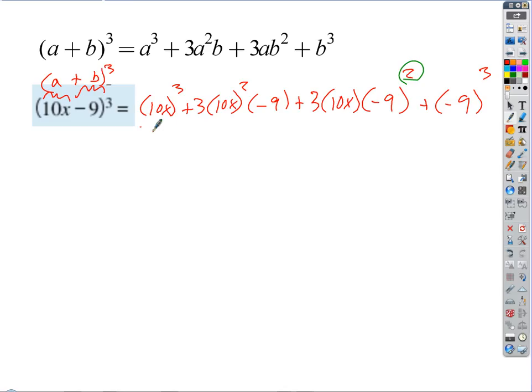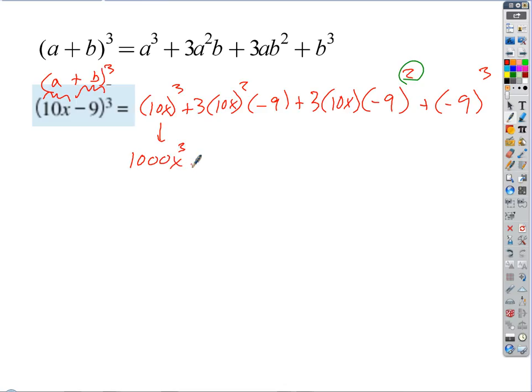So the first term is what? What if I cube out 10x? Good, I got 10 cubed times x cubed, and 10 cubed is 1,000, right? How do you get that? Well, 1 followed by 3 zeros, right? Whatever the power of 10 is, that's how many zeros you get. So 1,000 x cubed.